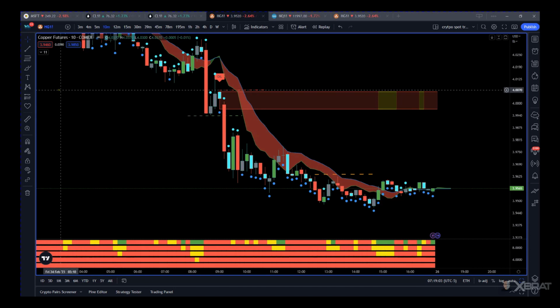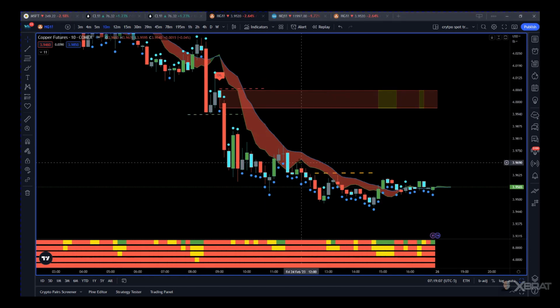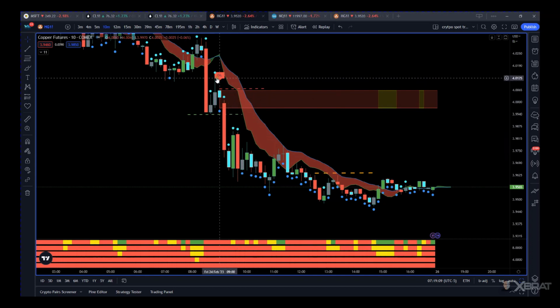So HG, copper futures is $12.50 per tick. So the first thing is we get the oil pit open range here. The range is defined by these lines and this colouring in. It also has a tag. And it's in red, so it's a bearish bias, so we're looking for a breakout to the downside.